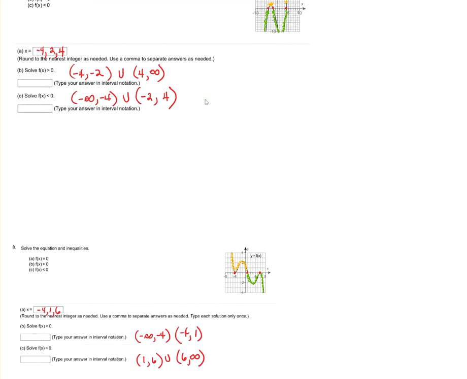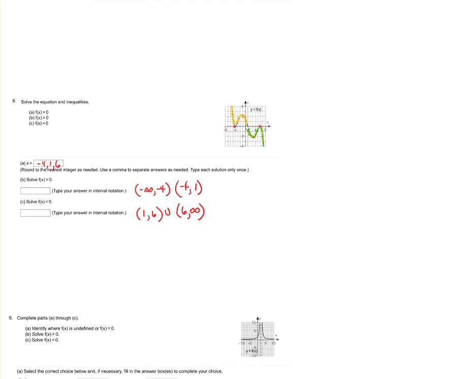We got another one in number 8, and I highlighted it as well. Above is yellow or gold, and then below is green, and the red is where it's equal to. So where is it equal to 0? That's -4, 1, and 6. You can just see that on the graph.